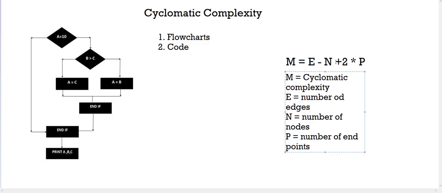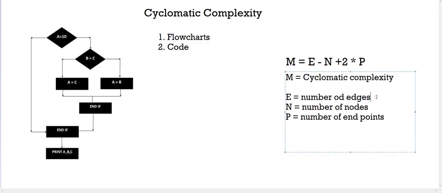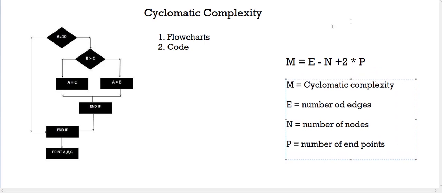But the thing about this formula is that you're going to find variations of it, where some people will say that P is the number of cycles, and you'll hear other stuff too. But in my experience, I've seen that saying P is the number of endpoints makes the calculation simpler. So this is what each of the letters in our formula represent.